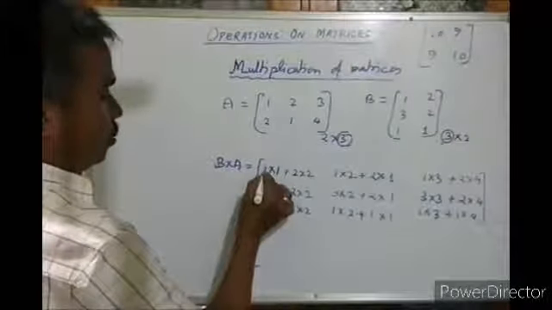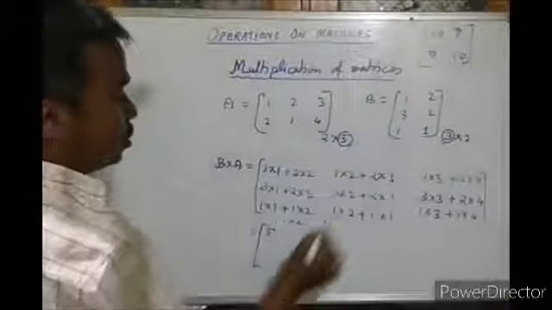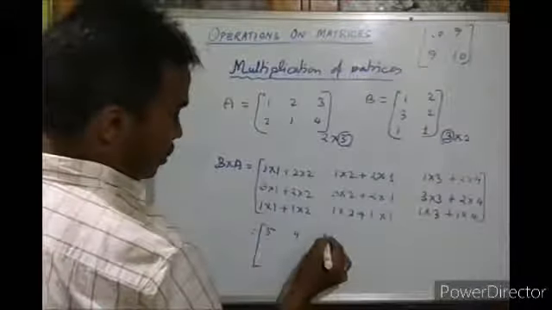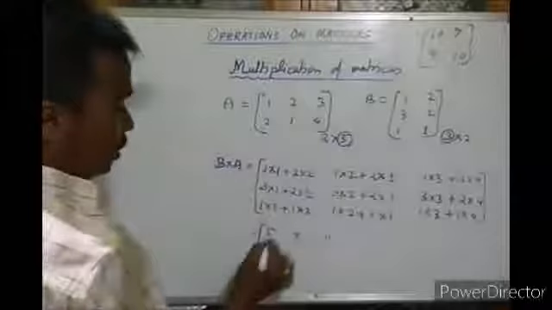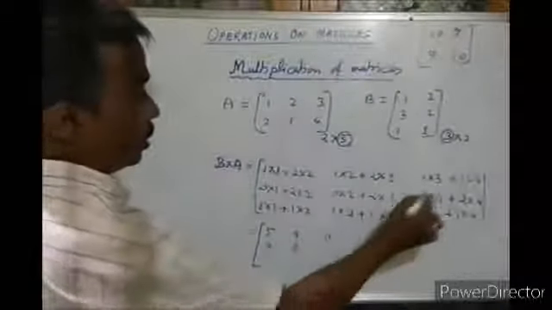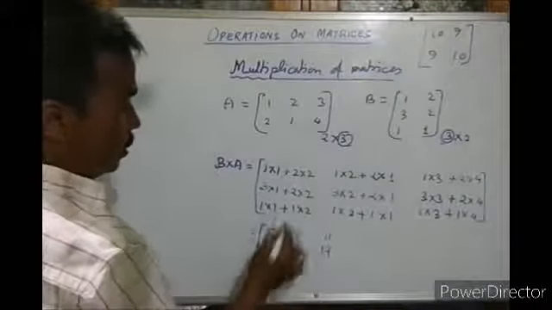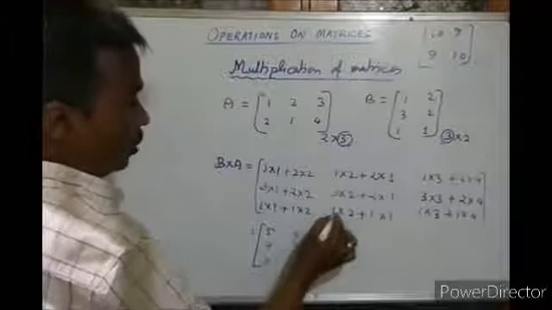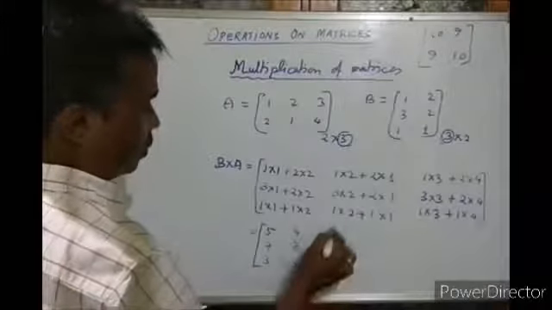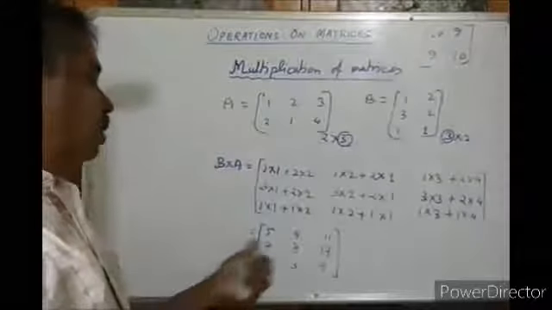You see this is equal to 1 into 1 plus 4, it is 5. Then 2 plus 2, it is 4. Then 3 plus 8 is 11. 3 plus 4 is 7. 6 plus 2 is 8. 9 plus 8 is 17. Then 1 plus 2 is 3. 2 plus 1 is again 3. 3 plus 4 is 7. So in this way we get B into A is equal to this.